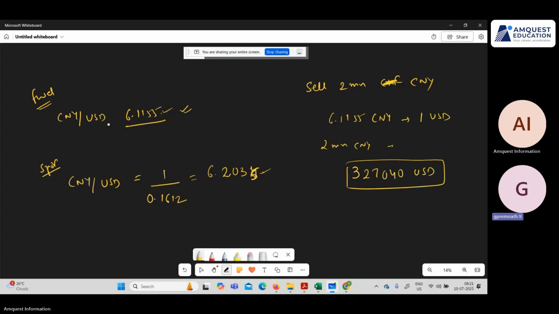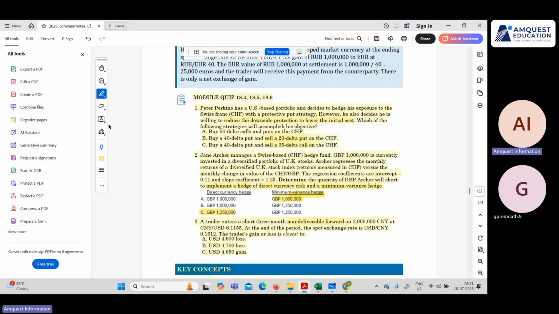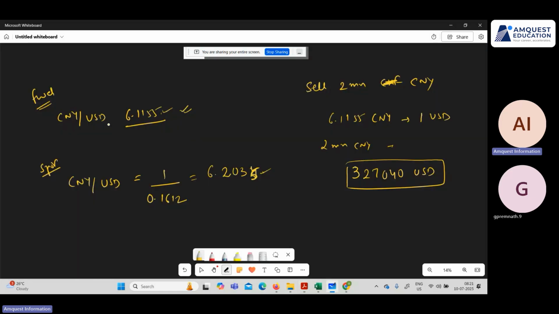Yes. Is that correct? Now, what are we doing here? So at the end of the period, what will be my gain or loss? Can I say that my spot rate is going to be 6.20347 minus 6.1155, and then I'm going to multiply it with 2 million.